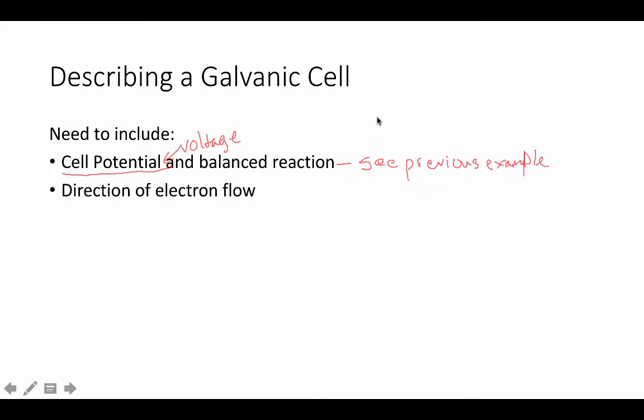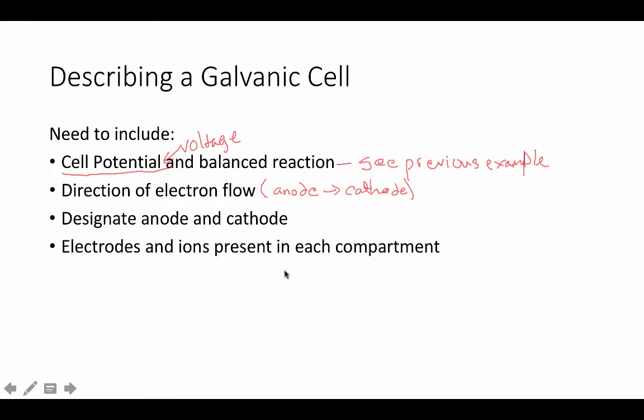Okay. Then you're going to have to label the direction of the electron flow. And remember that electrons always flow from anode to cathode. So that means you're going to have to identify the anode and identify the cathode. You're going to have to designate the anode and the cathode. And that's going to help you with your direction of electron flow. And you need to label the electrodes and the ions present in each compartment.